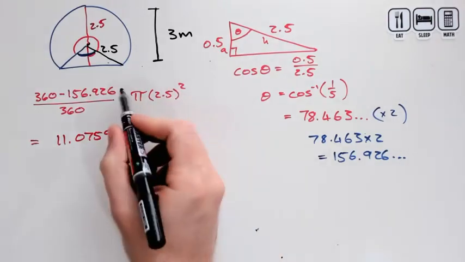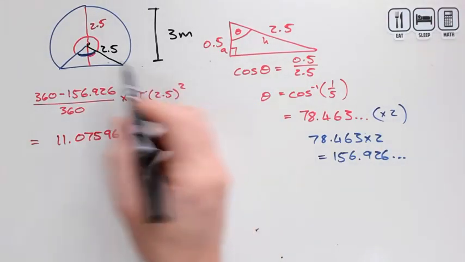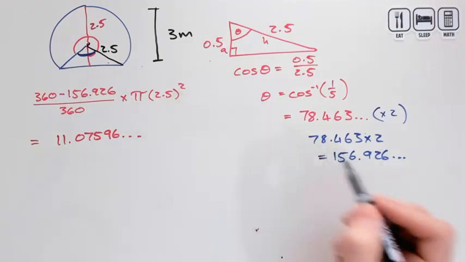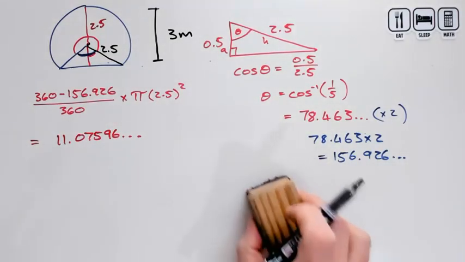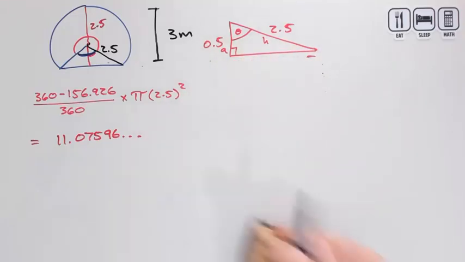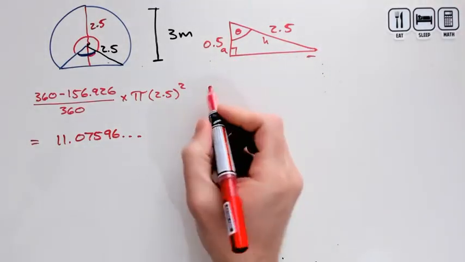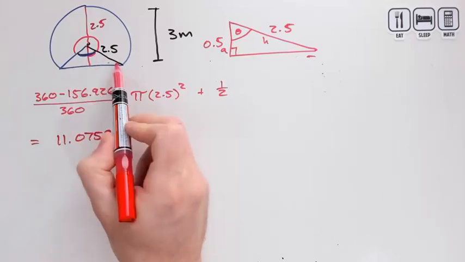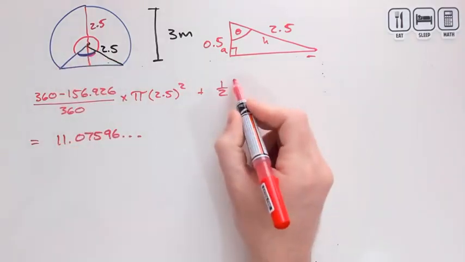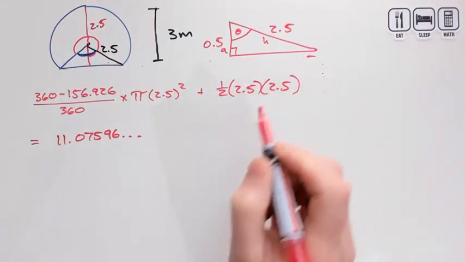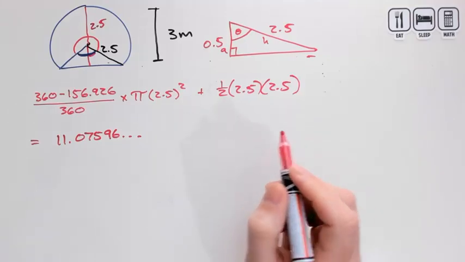But I want to add those two triangles. This was the segment part, but in order to add those two triangles, I'm running out of space. I'm just going to wipe this out. So for the two triangles, easiest would probably be half times the one length times half the other length. So 2.5 times 2.5. This is just from the formula sheet that you would have.